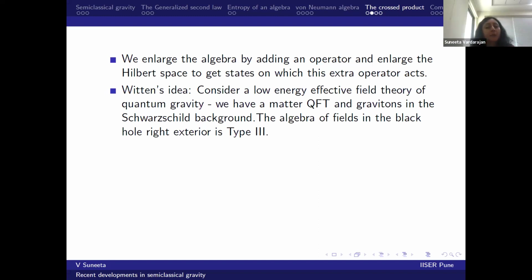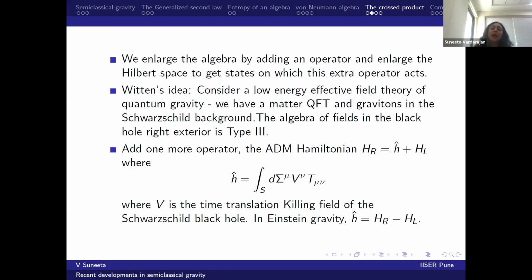Now, you know that this algebra is some quantum field theory in a sub-region of space-time. My sub-region is just the right exterior of the black hole, so that is type 3. Now I have to add one more operator, and you can't add a random operator in this procedure. If you want to change the algebra type from type 3 to type 2, you have to add a very specific operator, and I'm coming to that.